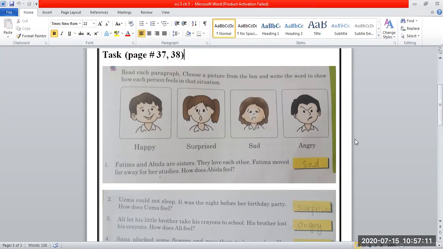Either she feels happy, surprised, sad or angry? Sad. Yes, Abida feels sad. So you are going to write down sad there.